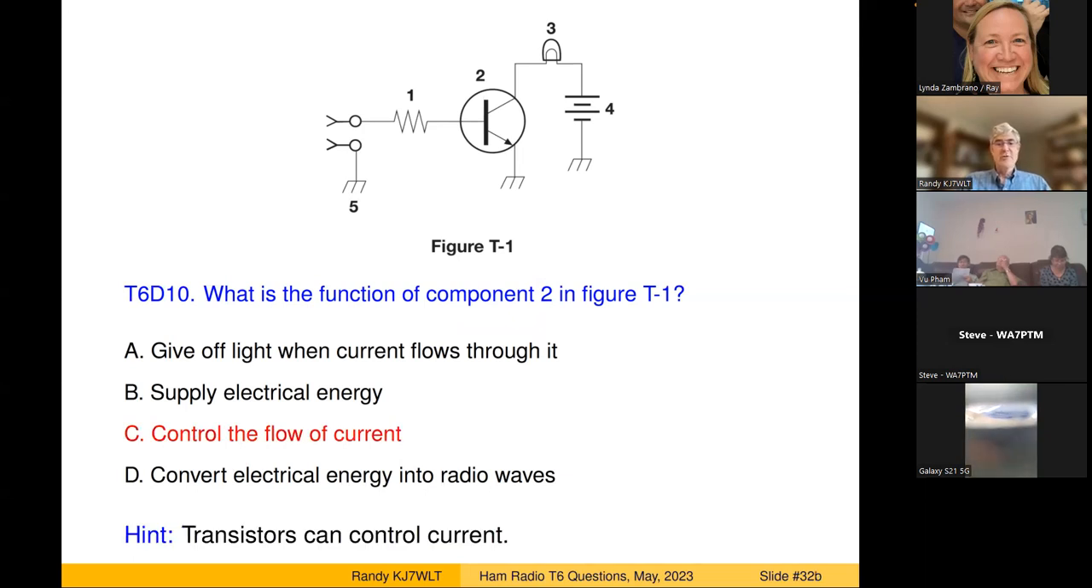One thing a transistor can do is control the amount of current that's going through it. And that's the only one of the things that are listed here that a transistor does.